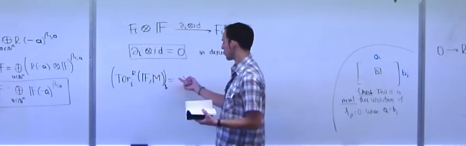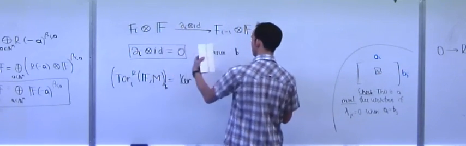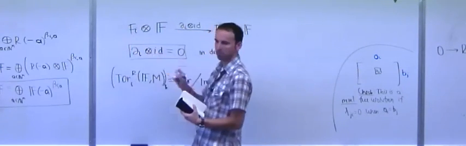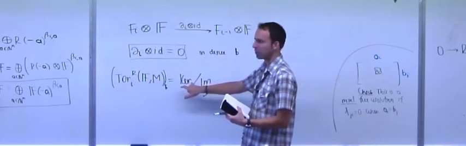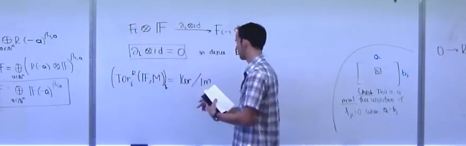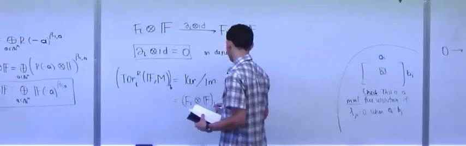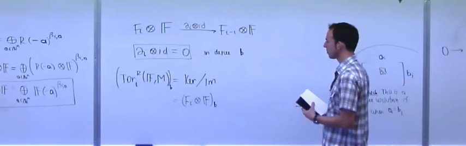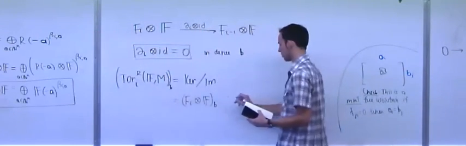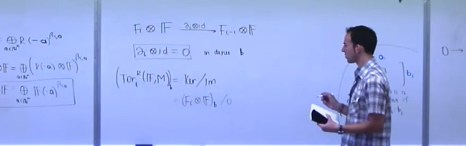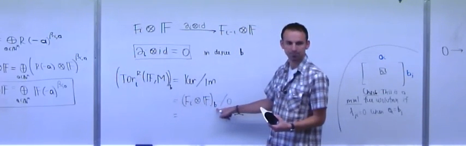Okay? But what's homology? Homology is kernel of this map mod image of the previous map. Okay? But when you have a 0 map, then the kernel is just everything. And the image is coming from here, but this is the 0 map, so the image is just 0. Okay? And so all you get is F_I tensor F in degree B.